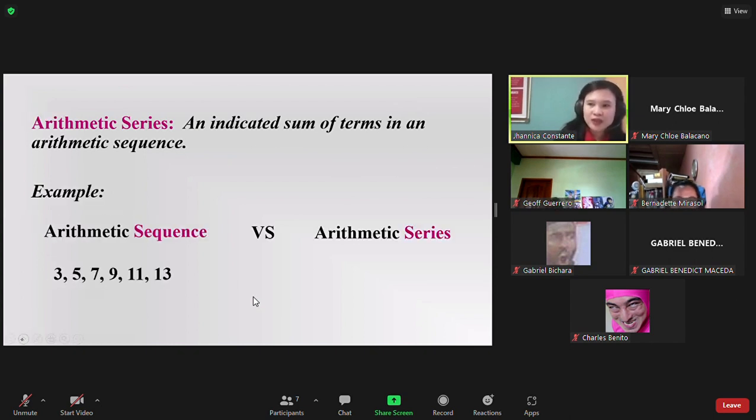For example, that is our arithmetic sequence. Our arithmetic series is just adding each term, which is 3 plus 5 plus 7 plus 9 plus 11 plus 13. So it's more on adding. For arithmetic series, it's just addition. You're just finding the sum of each term that you have in the sequence.